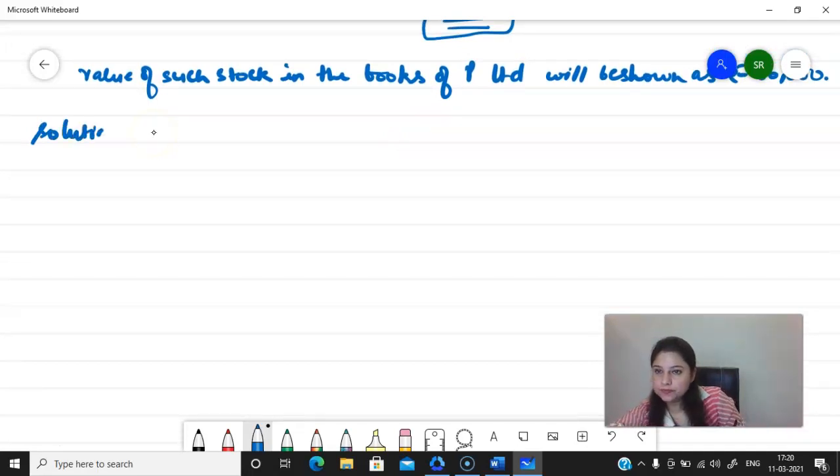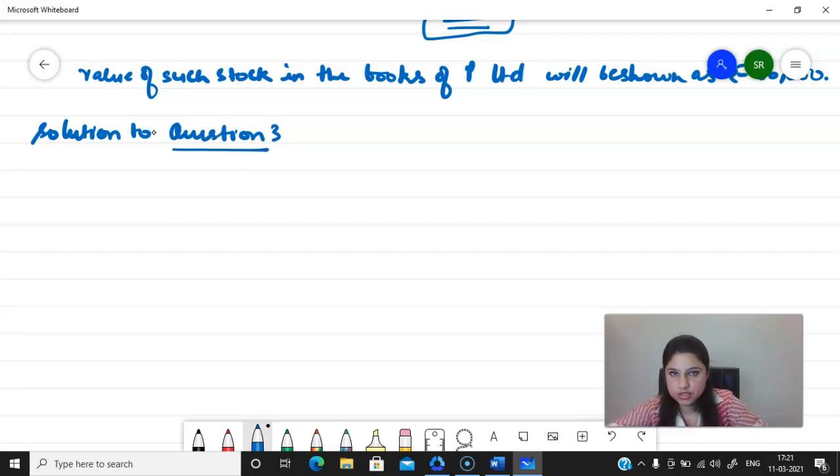Solution to question number 3. So here it has been asked to advise in that particular situation where we have been told that while valuing the closing stock, the value of stock of timber includes the notional interest charges, and such notional interest charges are calculated on the paid up share capital as well as the free reserves of the particular balance sheet.